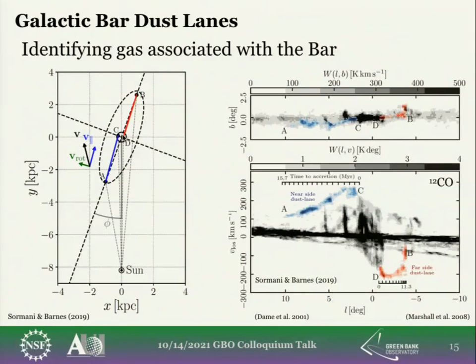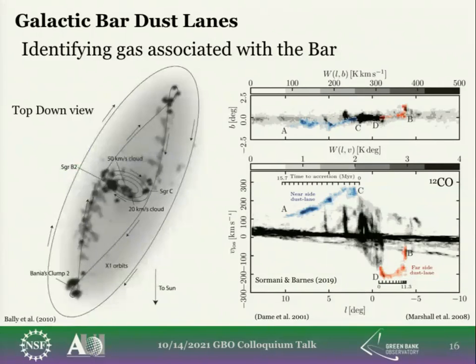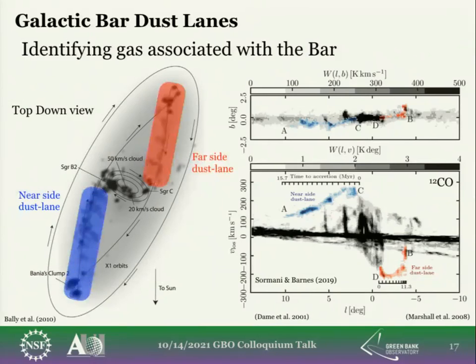But to put this into a schematic that's a little bit easier to digest, the galactic center might look something like this, where you have your galactic center, and you have the gas associated with the galactic bar dust lanes that's accreting into the inner regions of the galaxy. To relate this to the figure on the right, you have the near side dust lane, shown here in blue, and that's accreting into the galactic center, so it is moving away from us, which is why we see positive velocities.